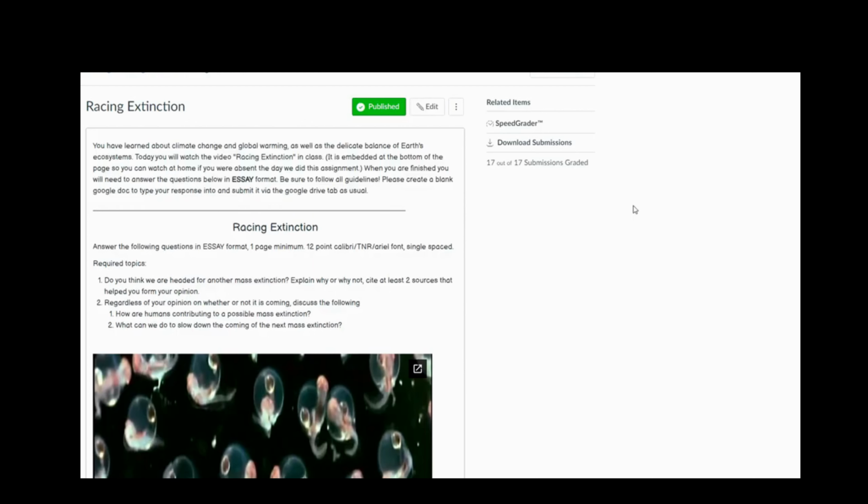What we're going to be talking about during this unit is climate change, global warming, human impact, our interactions with Earth, the balance of Earth's ecosystems, and what the future holds. This lesson today is going to be a look at our possible future if we don't make some changes. The video itself is called Racing Extinction. We're going to watch this in class.